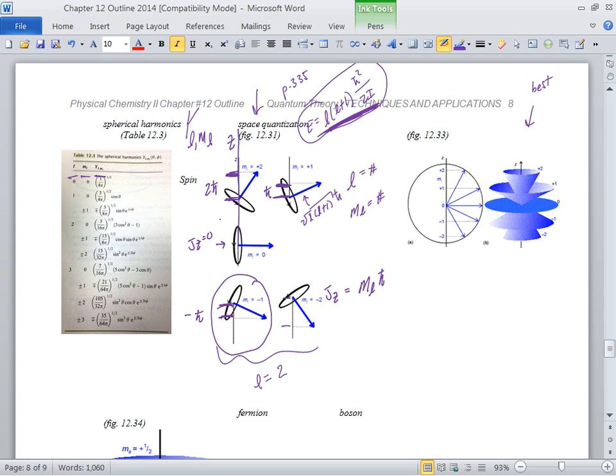Okay. So these are called projections. I think I may have mentioned that. They're allowed orientations in space. Okay, I think we've got everything covered here.